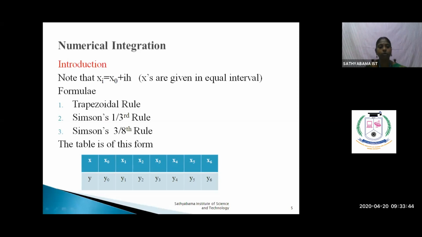So if x values are given like x naught, x1, x2, etc., xn. For example, I have written x till x6: x naught, x1, x2, x3, x4, x5, x6. You see the corresponding entries. X values are said to be arguments. Y values are said to be the entries: y naught, y1, y2, y3, y4, y5, y6. Whatever integral we have in the interval between x naught and xn, we have to divide into this number of intervals.